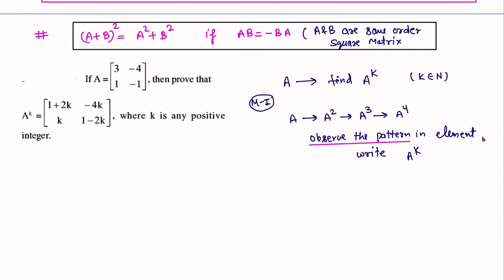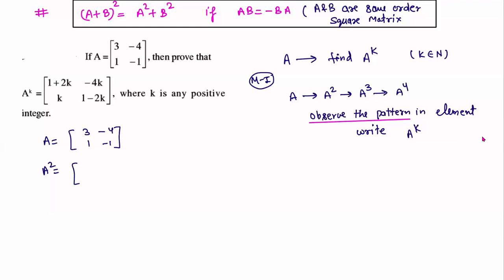Now apply method one here. What matrix A did they give? 3, minus 4, 1, minus 1. Am I correct? Now tell me what is A square. That is A into A, so 3, minus 4, 1, minus 1 multiplied with 3, minus 4, 1, minus 1. So 9 minus 4, 5. 3 minus 1, 2. Again minus 12 plus 4, minus 8. Minus 4 plus 1, that is minus 3. Check.